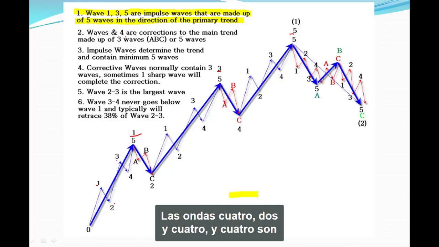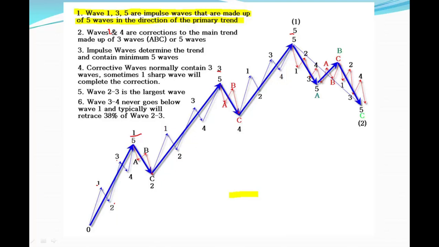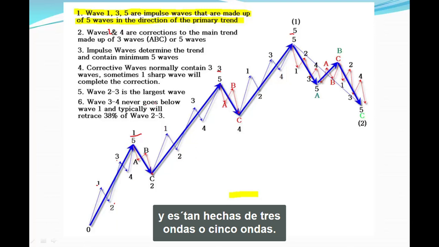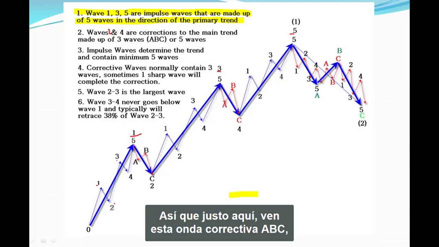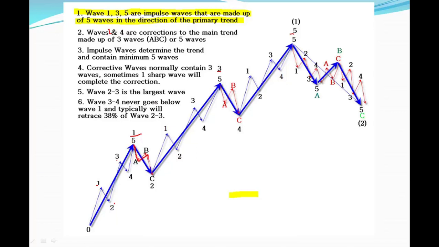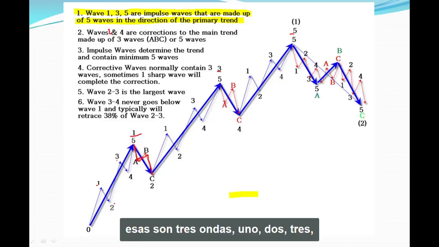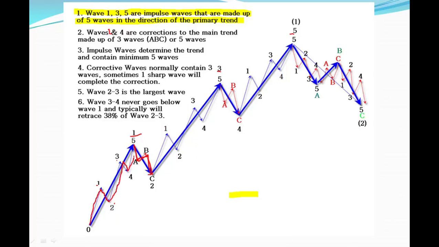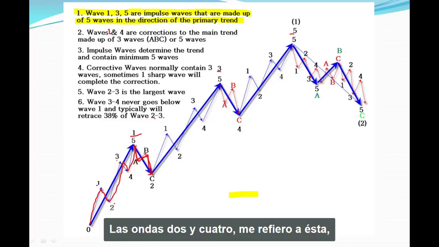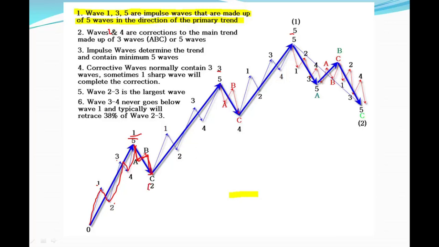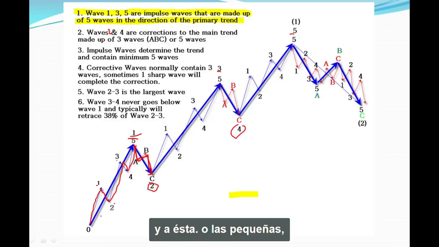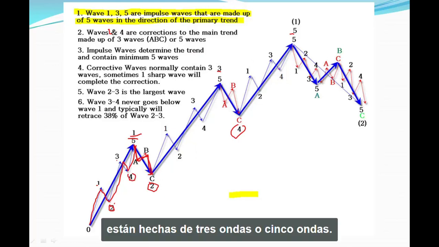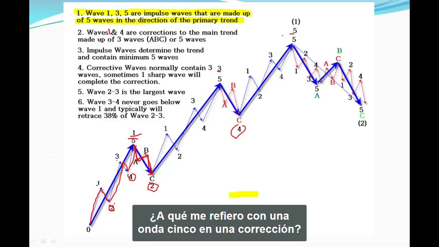Now, waves 2 and 4 are corrections to the main trend, and they're made up of 3 waves or 5 waves. So right here, you see this ABC corrective wave. That's 3 waves, 1, 2, 3, where the upside was 1, 2, 3, 4, 5. So waves 2 and 4, which means this one and this one, or the smaller ones, they're made up of 3 waves or 5 waves. Now, what do I mean by a 5 wave in a correction?